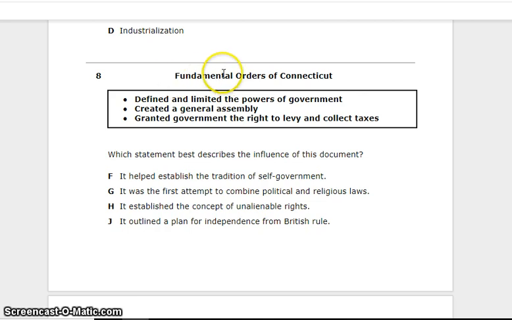Number 8. Fundamental Orders of Connecticut. Defined and limited the power of government. Created a General Assembly. Granted government the right to levy and collect taxes. Which statement best describes the influence of this document? F. It helped establish the tradition of self-government. G. It was the first attempt to combine political and religious laws. H. It established the concept of unalienable rights. J. It outlined a plan for independence from British rule.